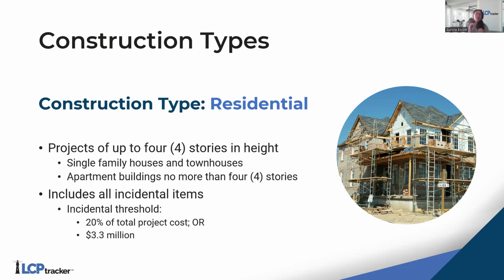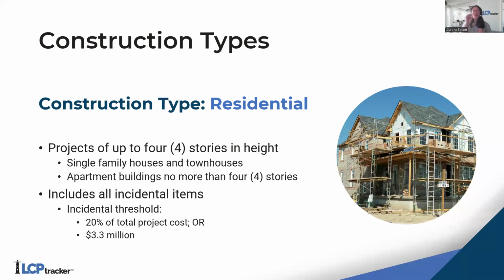So this would be for work that would potentially fall into another construction type, but would not if it meets these 2 thresholds. If the incidental work is below 20% of the total project cost or less than $3.3 million.